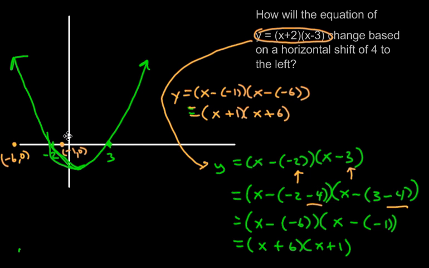So if I did that to all the points, similar to the vertical shift, if I take all of these points and shift them over 4, then my entire parabola would be shifted over 4.